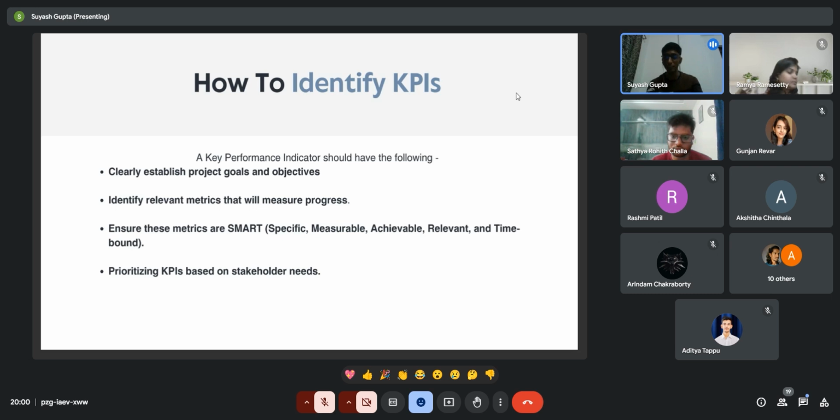It should be achievable, right? It should not be something out of the box, and it should be relevant to the business or the industry for which we are building the dashboard. It should be achievable in the sense of time as well, which means time bound. And last, which we have already covered, prioritizing the KPIs based on stakeholder needs is key during the time of identifying the KPIs.